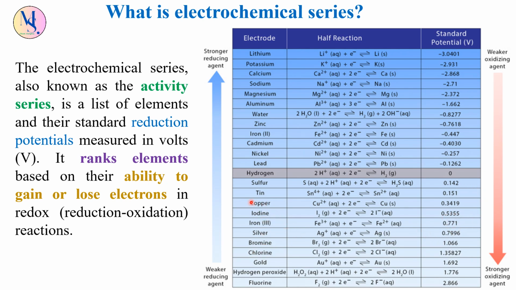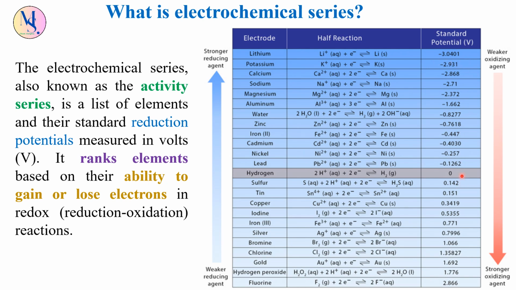It means that these elements are easily reducible while the elements given on the top of series are difficult to get reduced while they are easy to get oxidized, but the reduction potential is negative for this element. So in order to get its oxidation potential, we have just to change the symbol. For example, the oxidation potential for lithium is plus 3.0401 volt.